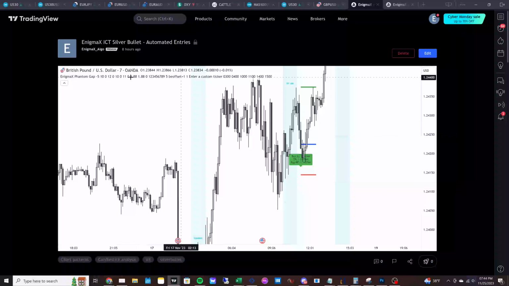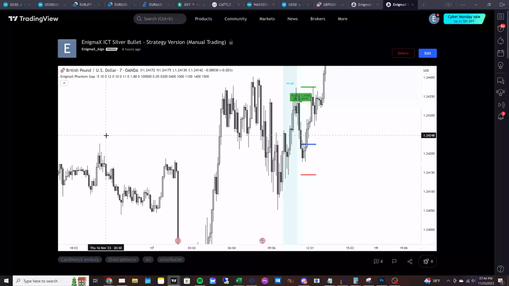Again, you guys all have access to this now. I renamed it because I know it was getting a little confusing. So it's ICT SilverBullet. You have an automated entries version, and then you have a strategy version for manual trading. So you all should have access to that. If you don't, let me know and I'll get you added.